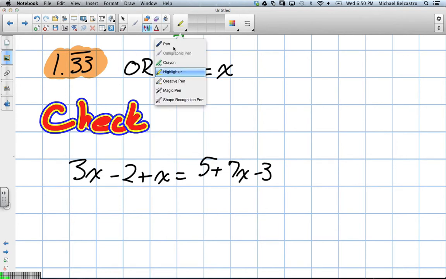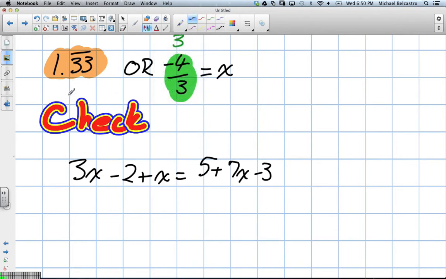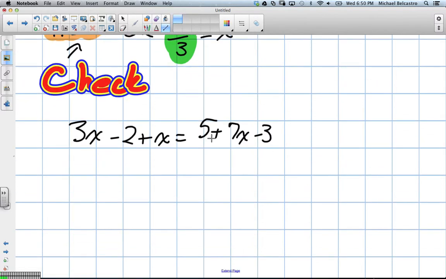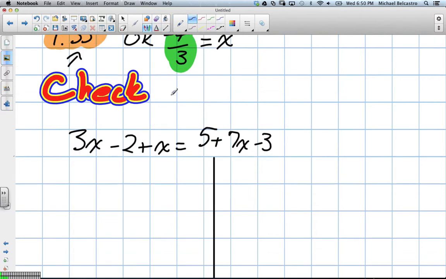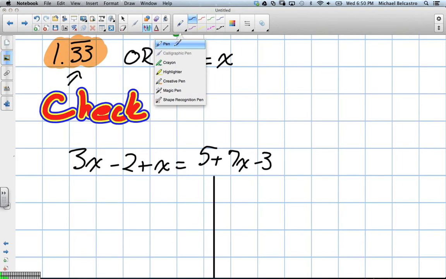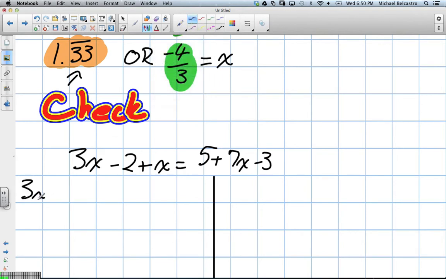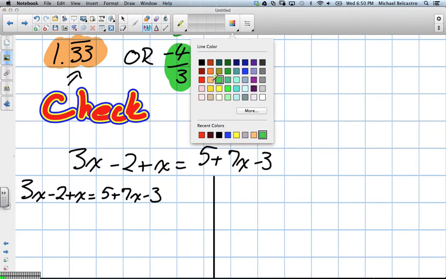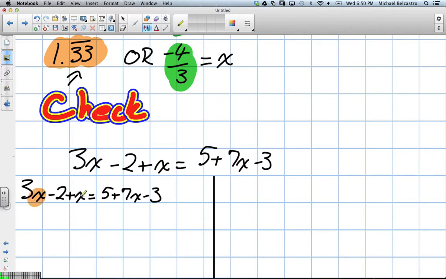So I'm going to split this and show you how rounding as a decimal is a little more inaccurate when I check. Okay, so I'm going to split this down the middle here. So on the one side, I'm going to plug in for x. So we're going to write 3x minus 2 plus x equals 5 plus 7x minus 3. And in the one case, for each of the x's, we're going to replace it with the decimal we have above.